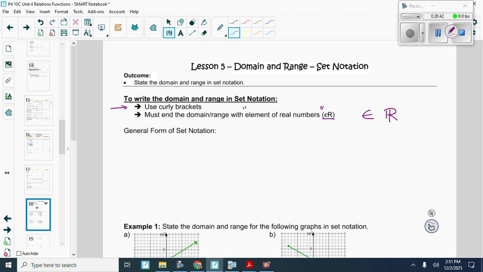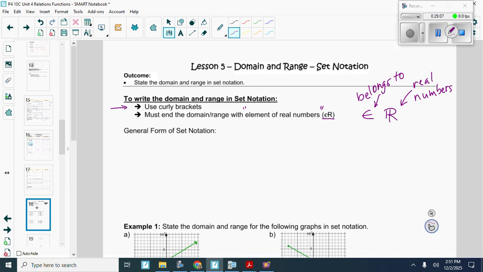Remember what this means? The epsilon means belongs to, and the R stands for real numbers. So we will be using this mathy kind of notation whenever we're talking about continuous graphs.